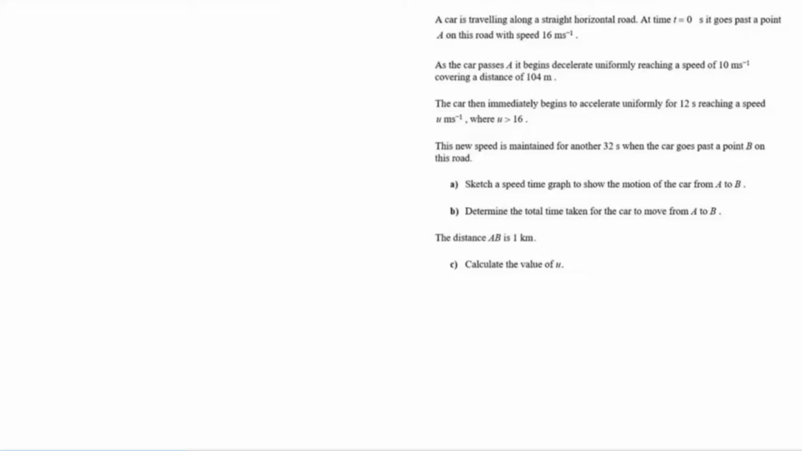Okay, let's go back and break it down. We'll start with some axes. At first, the car was moving with a speed of 16 meters per second. Later on, it drops down to 10 meters per second, so I can mark those on the axes. We're told that it decelerates uniformly, reaching a speed of 10, and in that time it covers a distance of 104 meters. So we don't actually know the time that it takes to decelerate. But we'll show deceleration as a negative gradient, a negative slope, and that gets us from 16 to 10.